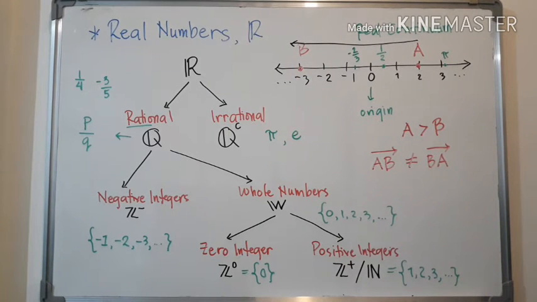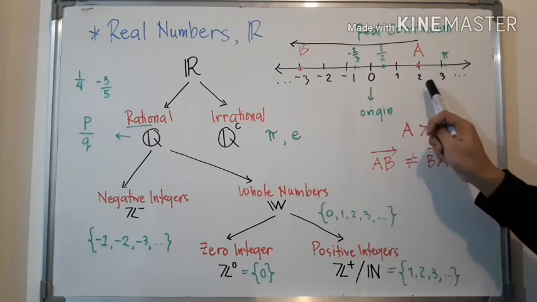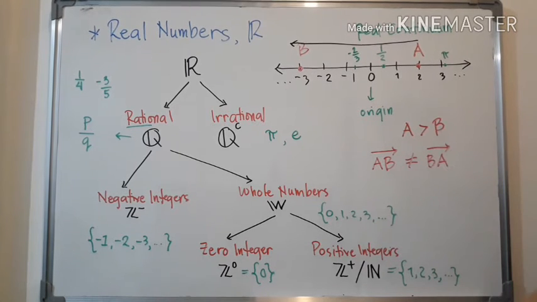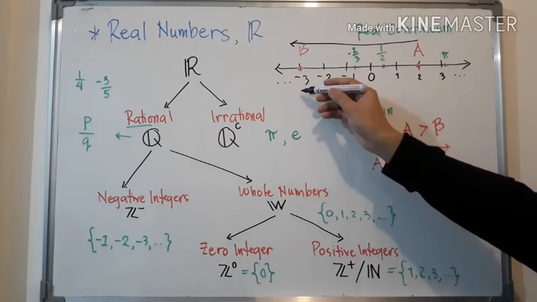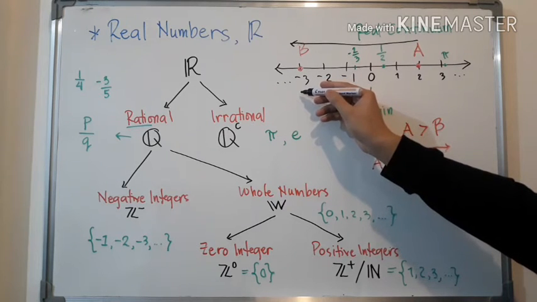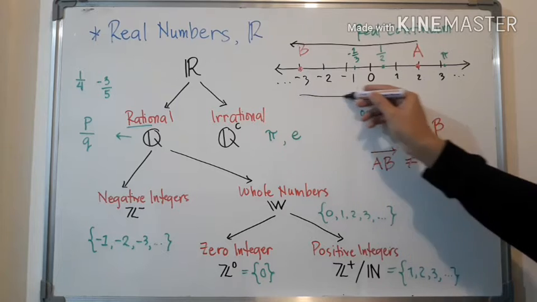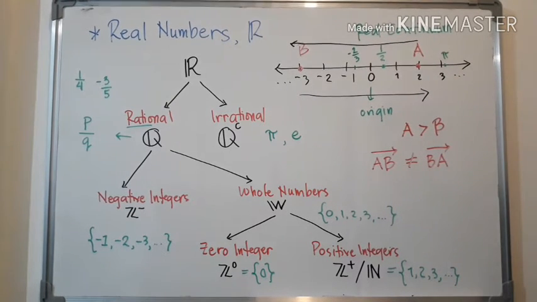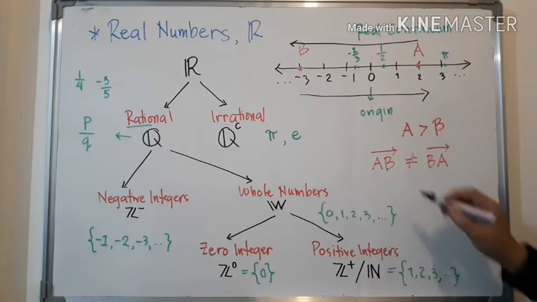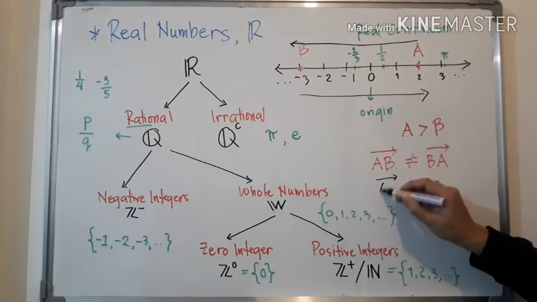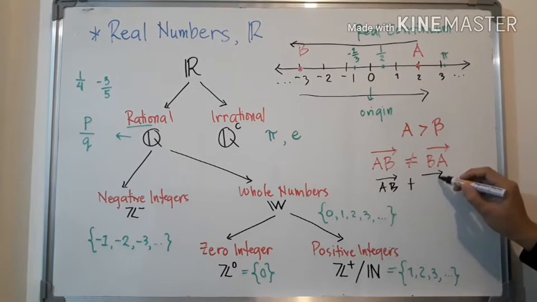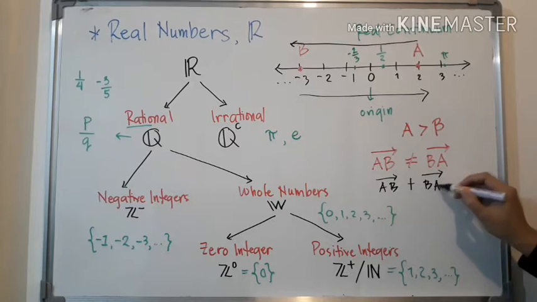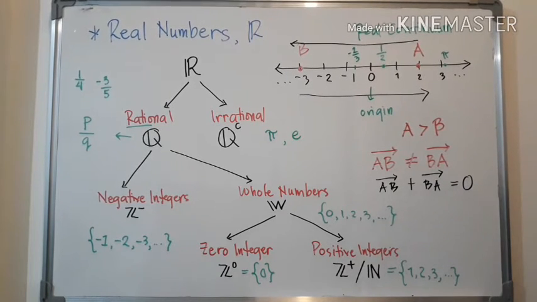And that is different or not equal to the directed line segment referring to B to A. So they are different from each other. In fact, when we add the directed line segment of AB to the directed line segment of BA, we get 0.